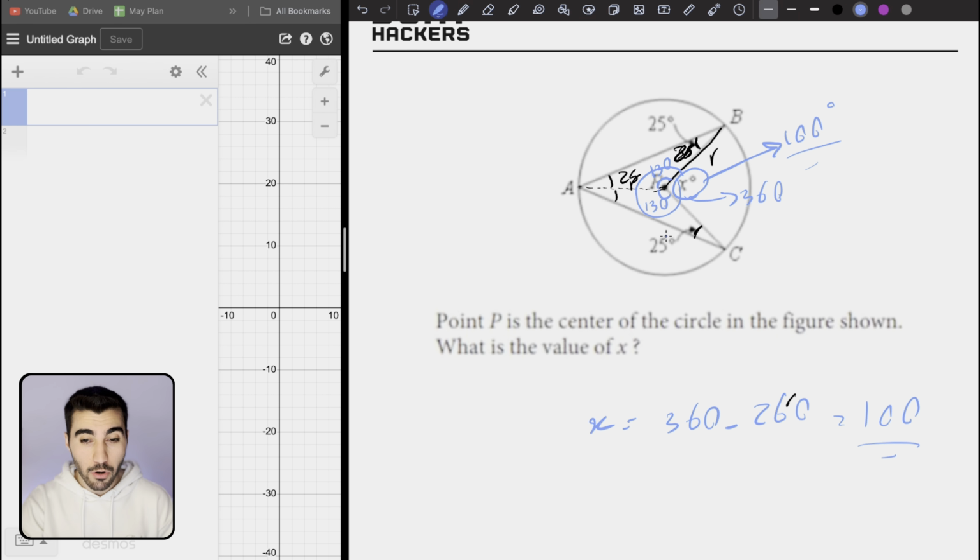So these are properties of circle questions. You just have to know properties of circles, that the inner angle is 360, or that for a tangent line to the circle, the radius is going to be perpendicular, which we're going to discuss in the next questions.